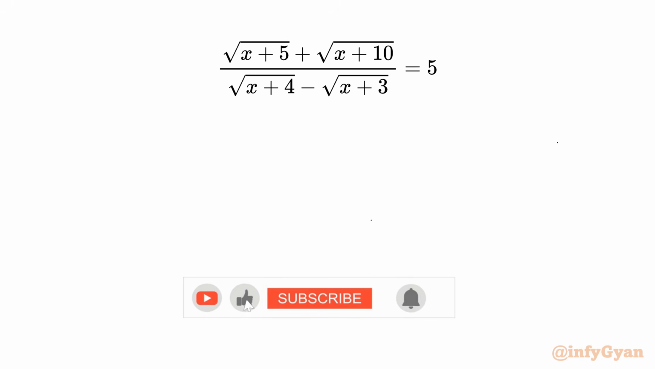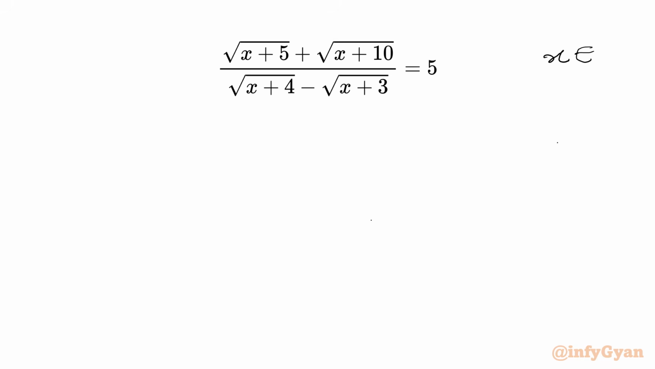Today we have one very interesting and challenging radical equation which we will be solving for the real values of x, given that x should be greater than or equal to -3. So let's get started. We have square root x plus 5 plus square root x plus 10 in the numerator, square root x plus 4 minus square root x plus 3 in the denominator, which we will rationalize.